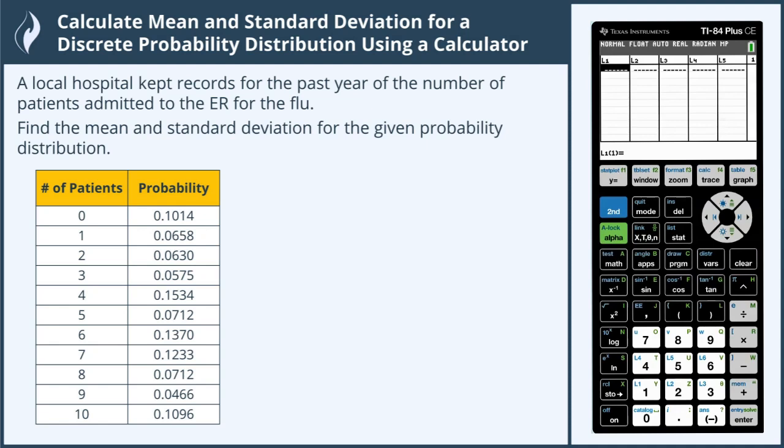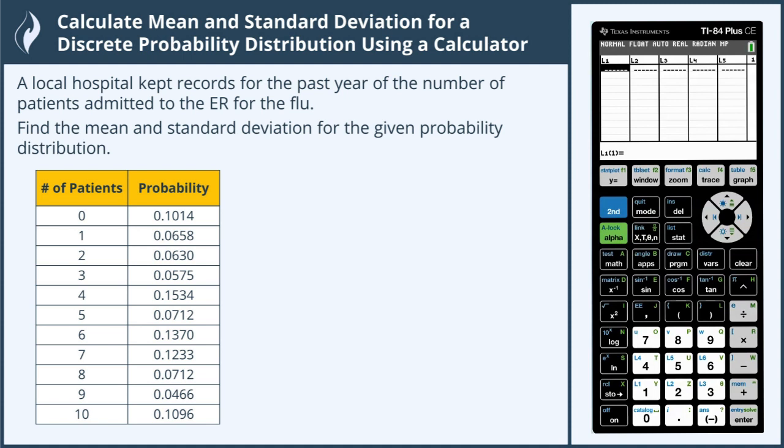Hi everybody, in this video we are going to calculate the mean and standard deviation for a discrete probability distribution, and we're going to use our TI-84 calculator. A local hospital kept records for the past year of the number of patients admitted to the ER for the flu. Find the mean and standard deviation for the given probability distribution.